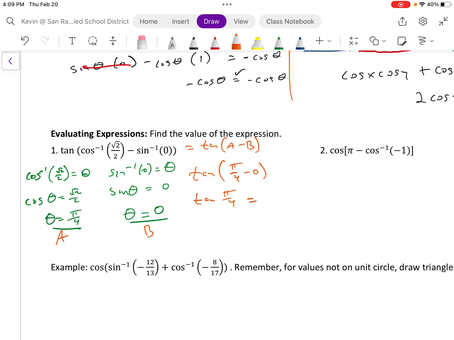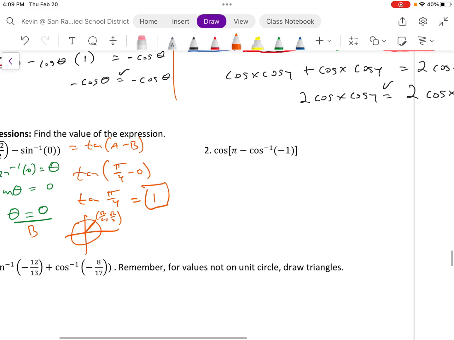And the tangent of pi over 4 equals 1. Pi over 4, root 2 over 2, root 2 over 2. The tangent of pi over 4 is 1. Okay, hopefully that makes sense.